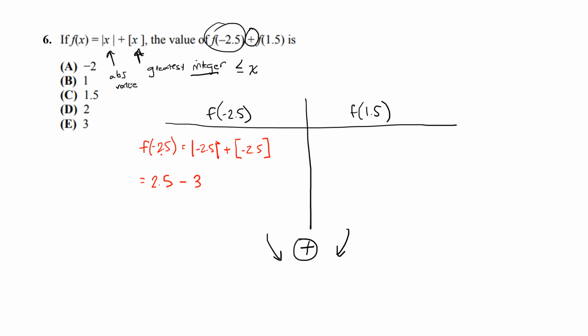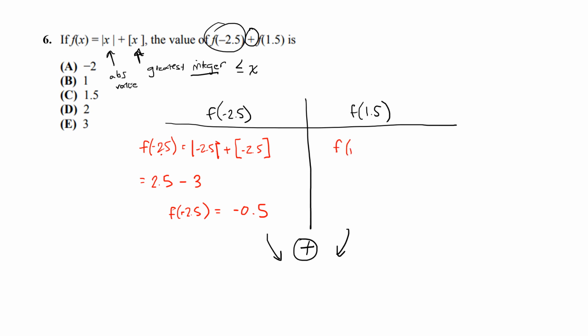And the reason for that is -3 is the greatest integer that is less than or equal to x. Remember, our x is -2.5. So to go less than, you have to go more negative. So that is -3. And then when you combine that together, this fully evaluates to -0.5. Let's do the right side here.